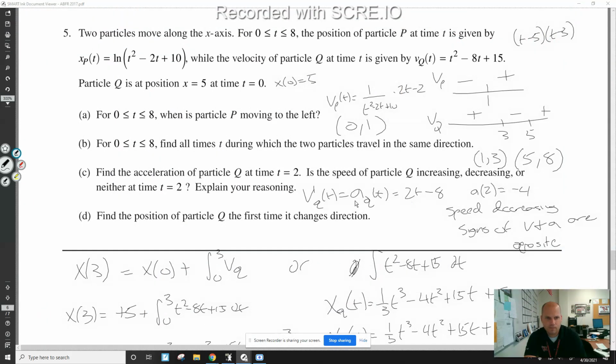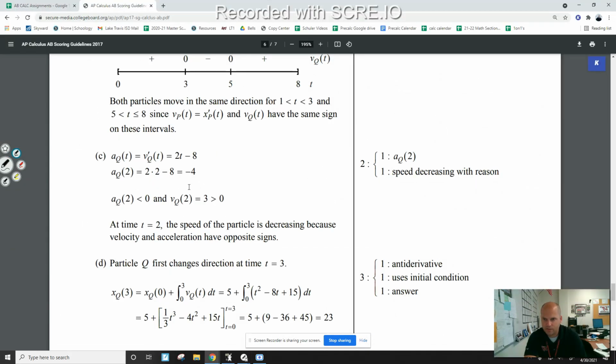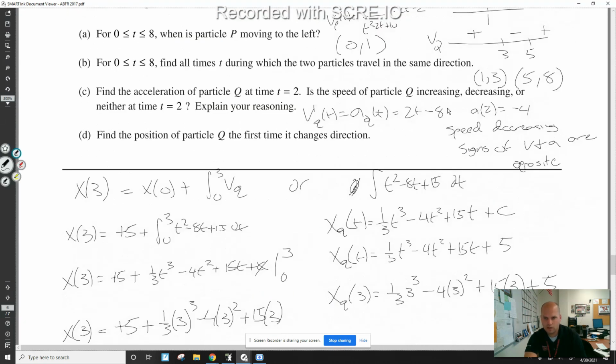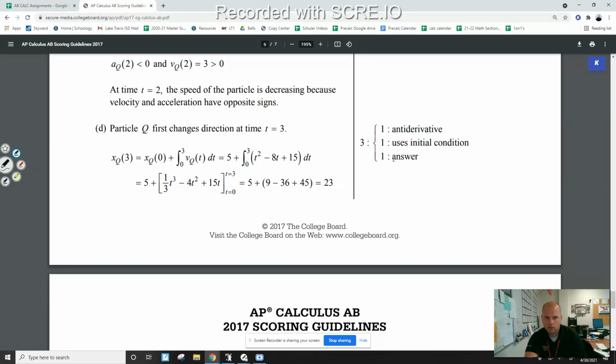Part C, the acceleration is negative. The velocity is positive. That means speed is decreasing because the signs of velocity and acceleration are opposite. That's all you need. They would have given you credit for either finding C or putting it here.